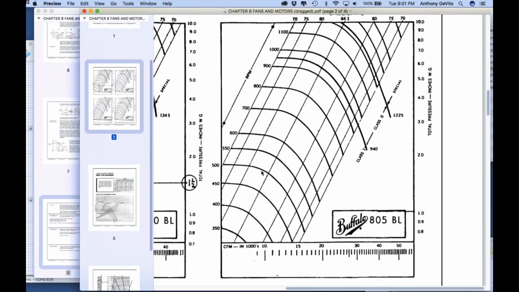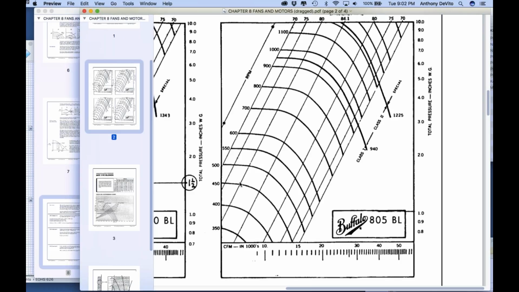The CFM goes straight up, and we're going across from the fan total pressure. Where they meet is the curve, the RPM that you need from that fan to get that CFM and that fan total pressure. But the line that's in the middle, everything to the right is what you want.